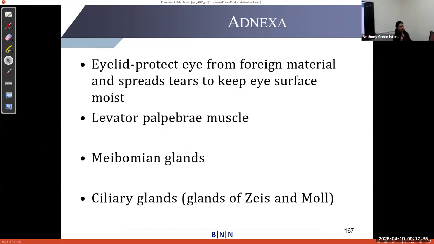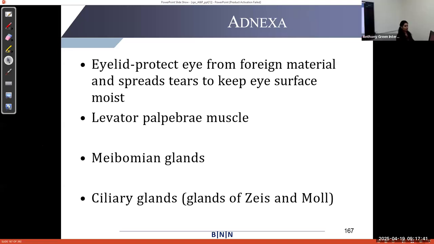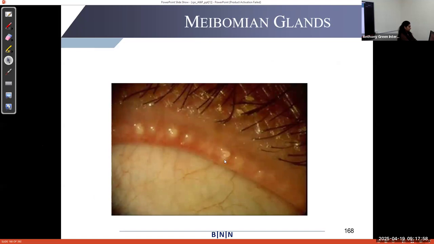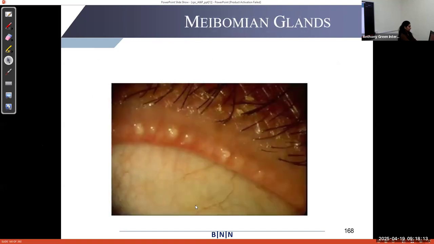Eyelid. What is eyelid? Again, it protects the eye from any outside external objects, foreign materials. Then we have glands. These glands we can see: levator, then meibomian, then ciliary glands. You can see those structures in the eyelid. So we have a muscle, we have a gland, we have the ciliary gland.